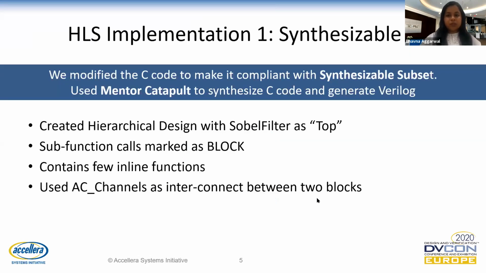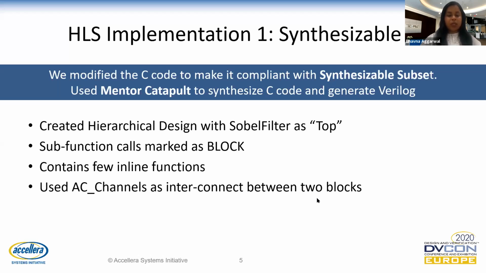So to start with, we created two high-level synthesis implementations of the software algorithm. Firstly, the open source C implementation was modified to a synthesizable C design using the guidelines provided by the HLS synthesizable library provided by Mentor. Then, using Mentor's Catapult HLS tool, the modified C design could successfully extract a Verilog RTL.